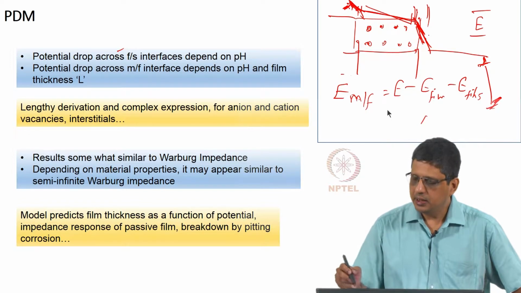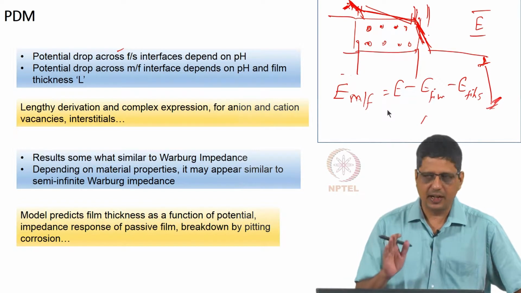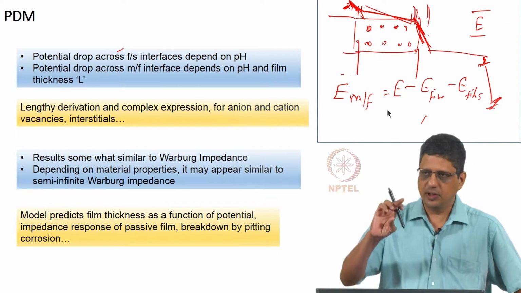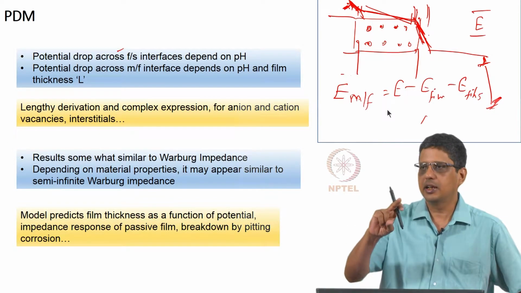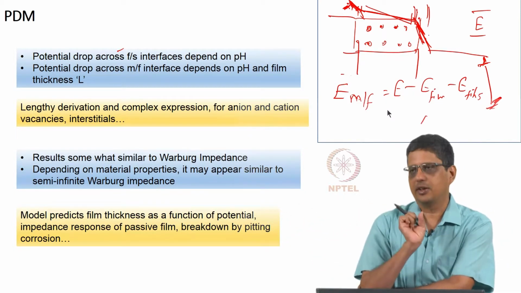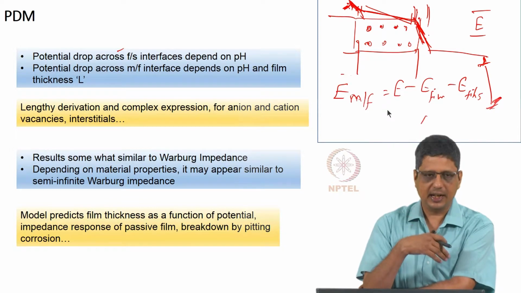Okay. Normally, in the previous example where we just had a metal, if we say solution resistance is negligible, whatever we apply is applied across the interface with respect to this reference electrode. That is how we have done the calculation.